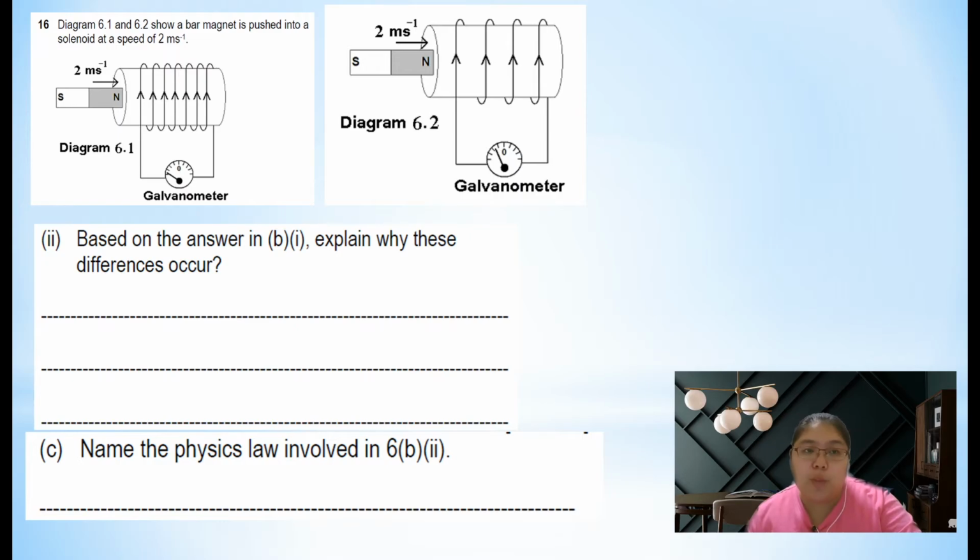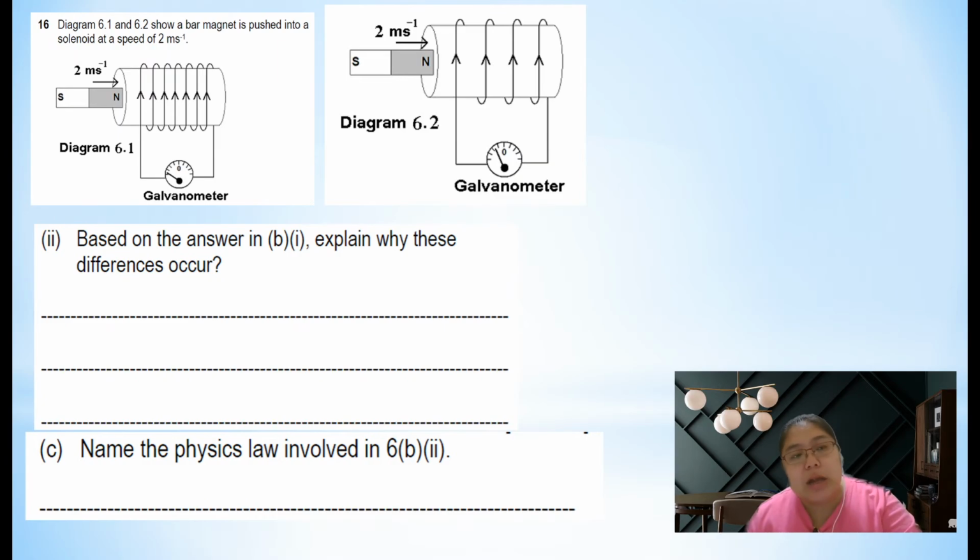Okay, why did you say that with more number of turns, the angle of deflection will be bigger? Why will this happen? Okay, so we explain about the number of turns first. As the number of turns is increased, what happens? The magnetic field is cut by the magnet. Okay, no, sorry, not cut by the magnet, cut by the number of turns.